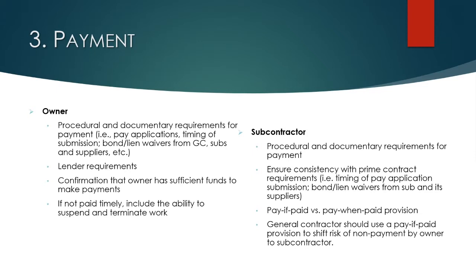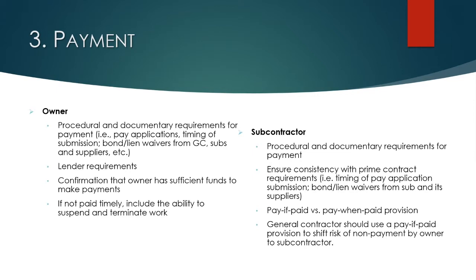Try to avoid agreeing to language that allows the owner to require whatever documents it deems necessary in order for you to get paid. It's better to spell all of that out, exactly what's needed in order to get paid. That will be a function of what the owner needs and likely what the lender is requiring. So make sure that you understand, as the general contractor, in the prime contract, what it's going to take to get you and your subs paid.